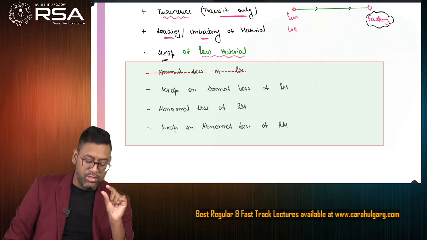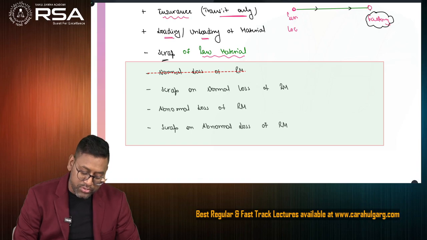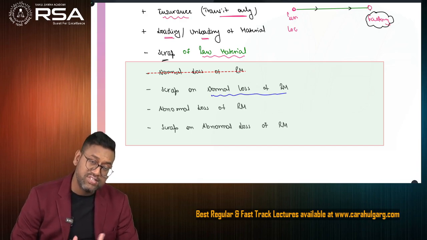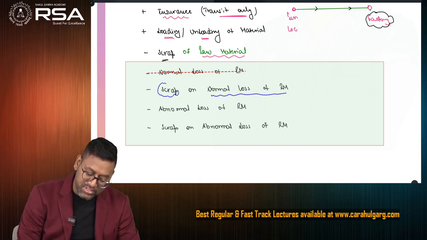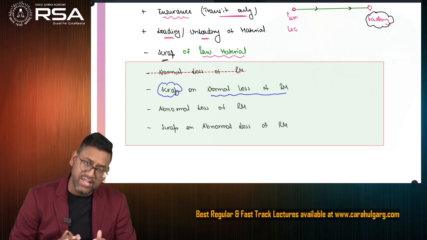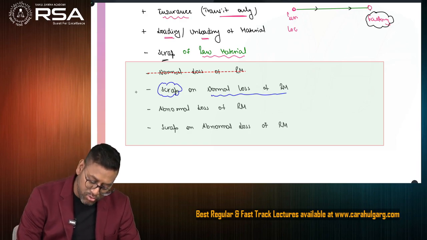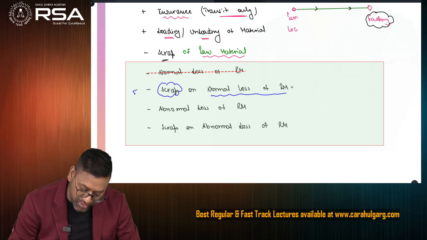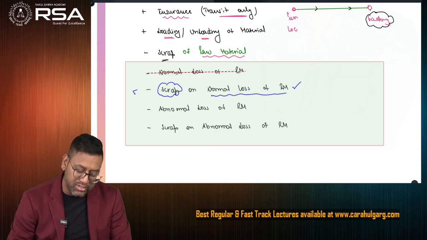Okay. Then there is scrap of the normal loss. For example, my normal loss is there for sure. Normally something which will be definitely there. If it is definitely there, there may be some scrap as well. And yes, if there is any scrap, that should definitely be deducted. So if the question says there is any scrap of the normal loss, you have to deduct it. Then there comes the abnormal loss.